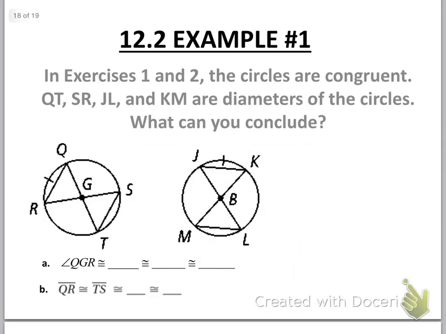Okay, so we're just going to label some central angles that are congruent and some chords that are. So if I have angle QGR, it's also congruent to angle SGT, and the central angles on this one, angle JBK and angle MBL. Remember, the one in the center is the one that we really care about. We also have chords in it that are congruent. So if I have QR, it should be congruent to ST, which is also congruent to the chords JK and ML. As long as they're equidistant from the center, they should be congruent.